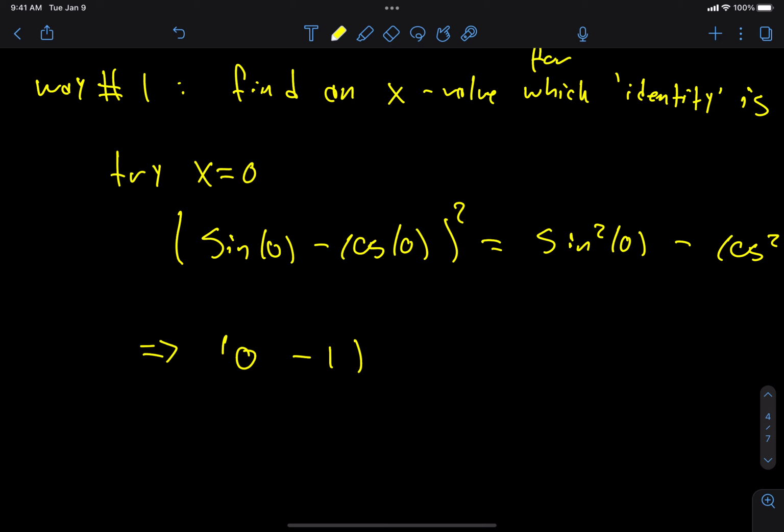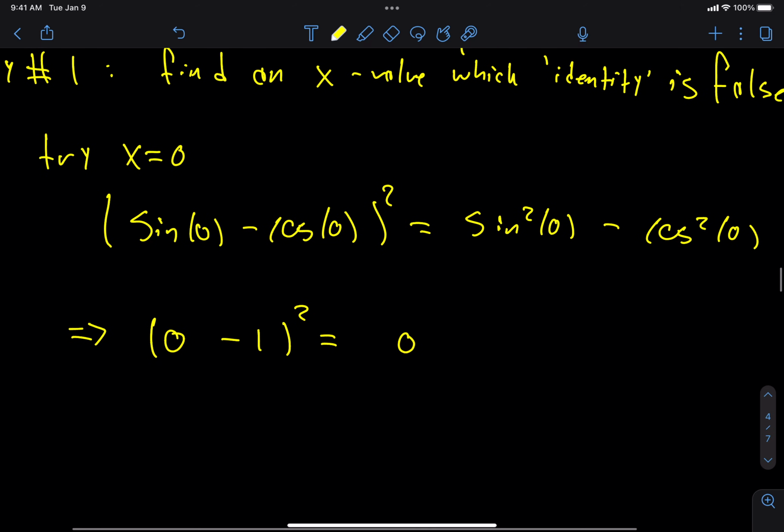So 0 minus 1, all squared, is equal to, well, 0 squared is 0, and then I get minus cosine squared of 0, which is 1, right? Cosine of 0 is 1, so 1 times 1 is 1. So I get 0 minus 1. So what do I get in the end? I get negative 1 times negative 1, that's 1, is equal to 0 minus 1, that's negative 1. Not true.